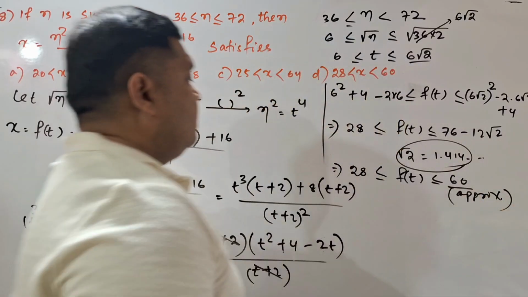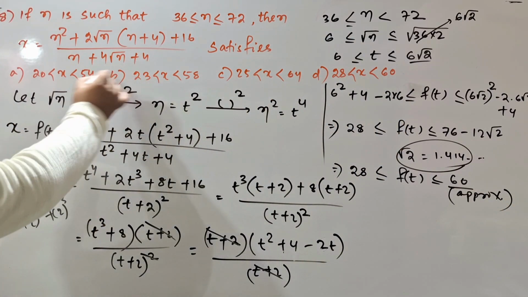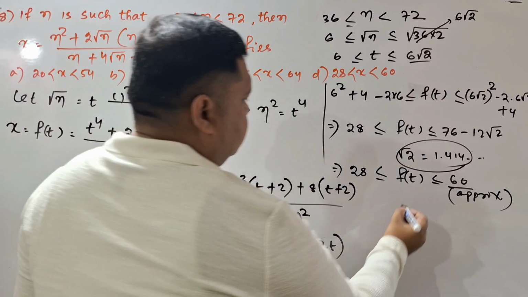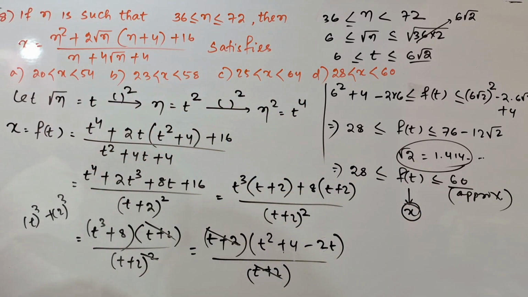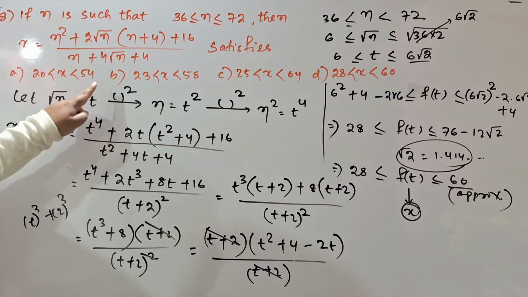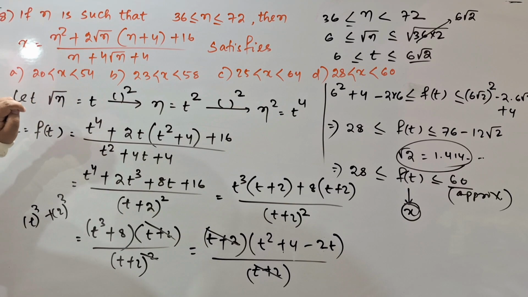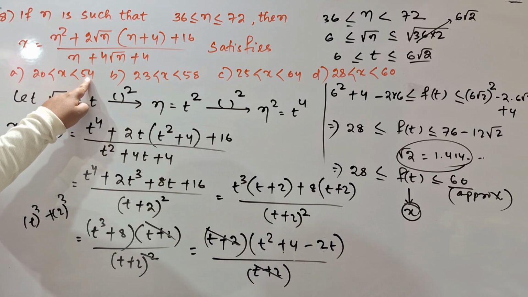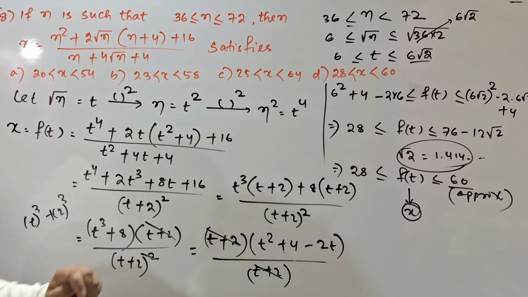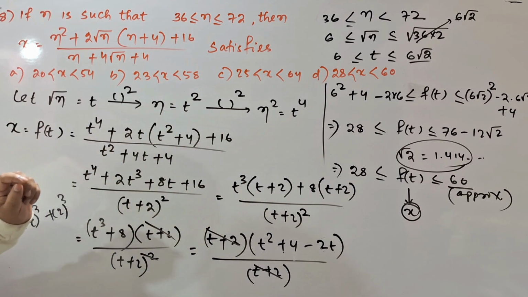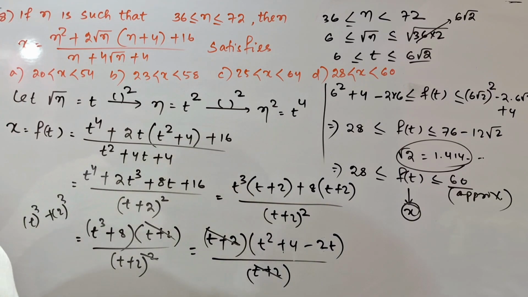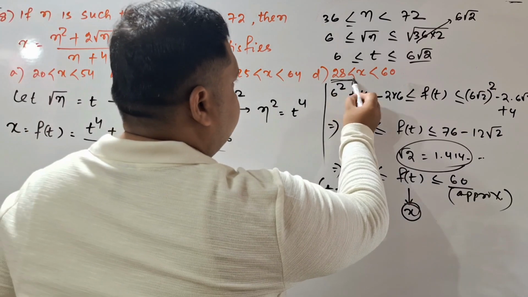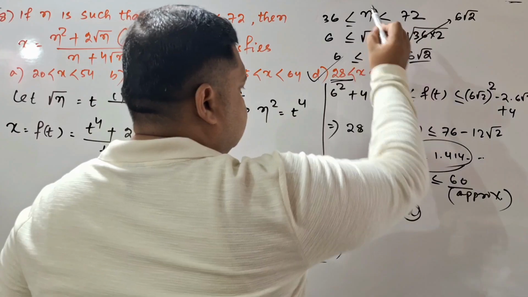Here the question is, this function of t means x. This function of t is nothing but x. The x lies within 28 to 60. 20 to 28, all values not satisfied. 54 to 60 also not satisfied. So this is not possible. I can say this one is a subset of this. Here 28 is present, so this is my answer.